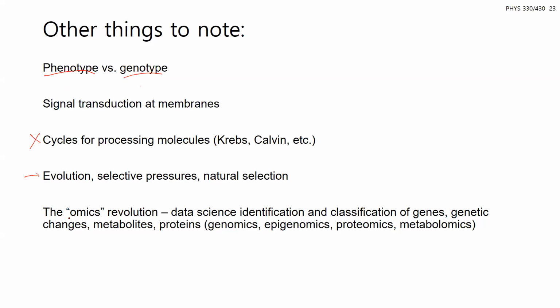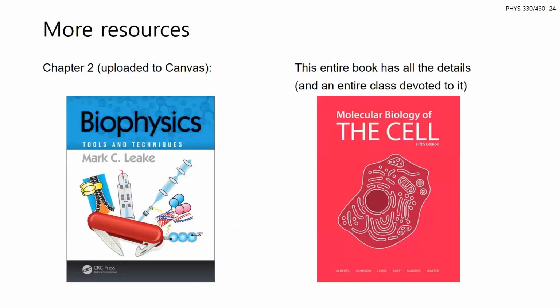And then later in the semester, when we get to mass spec, we're going to be talking about the omics revolution. That's a collection of large amounts of data related to genes, related to genetic changes, related to proteins, related to carbohydrates and nutrients as well. So just be aware of that term when we use omics. So with that, that's what I want to cover.